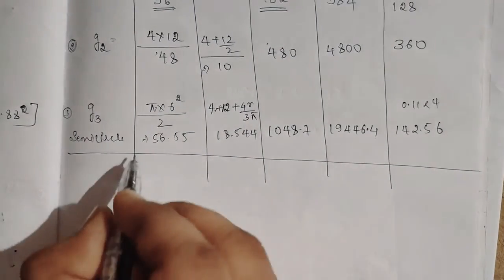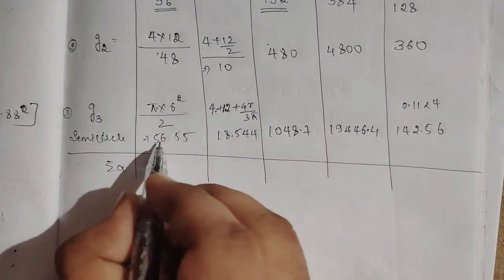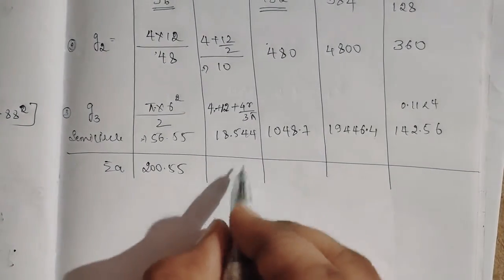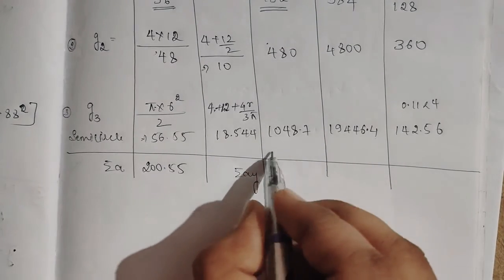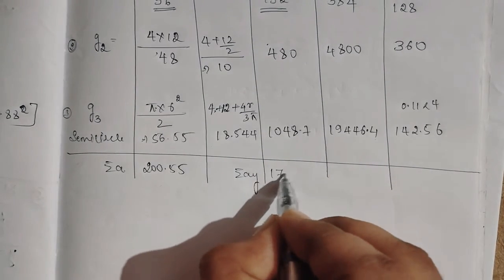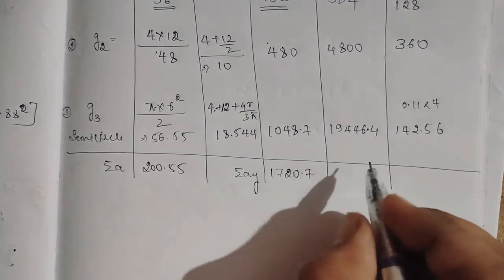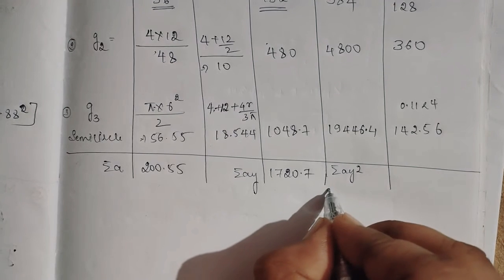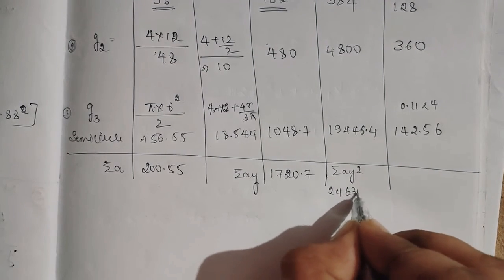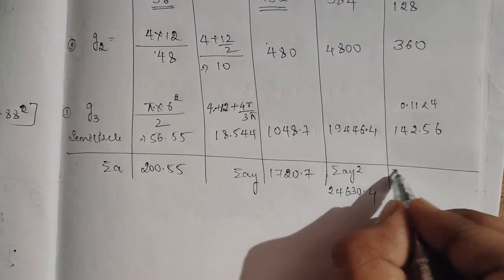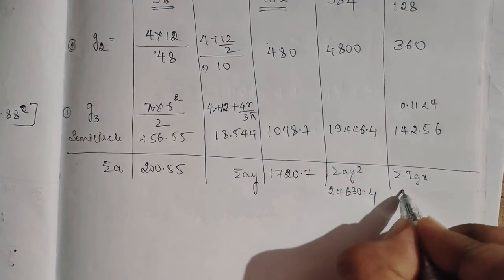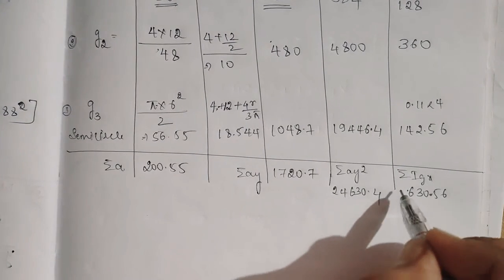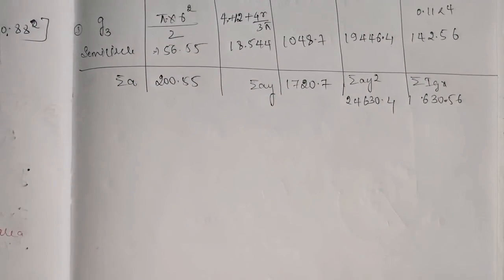Now what I have to find? I have to find the summation of all the areas. It is nothing but 200.55. Now the summation of a into y is nothing but 1720.7. Next, the summation of a into y square is 24630.4. Your summation of Igx will be 630.56. So I got the raw values.